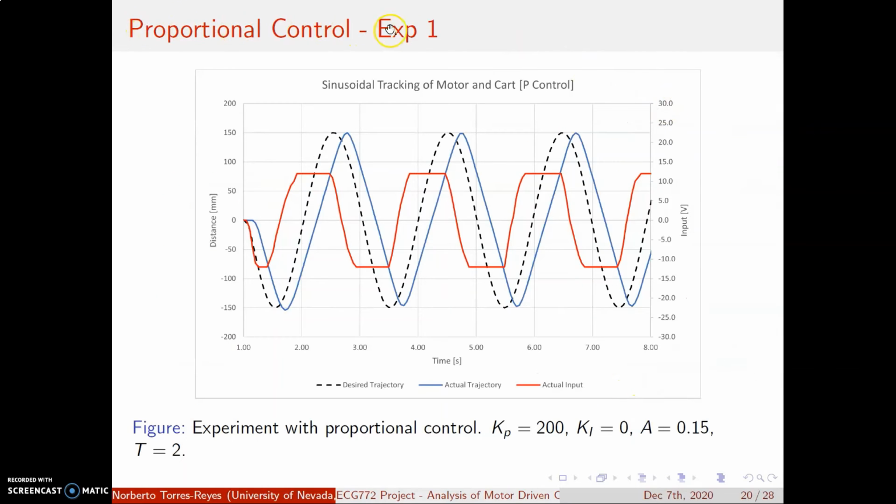So for the first proportional control experiment, we have parameters Kp equals 200, Ki equals 0, A equals 0.15, and T equals 2. And you could see the saturation on the input once it goes past 12 volts, and this kind of causes a weird shape in the sinusoid. It's a little bit more triangular, and you do get a lot of error. If you compare this with the nonlinear model, it actually looks pretty similar.